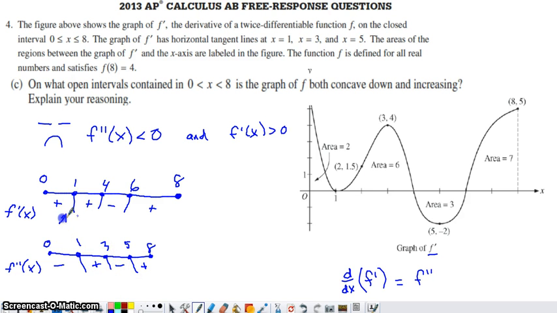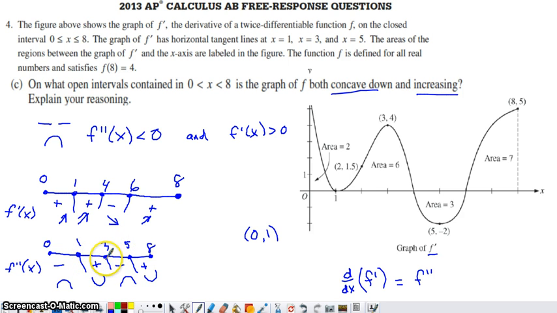Our function is increasing. Wow, that was supposed to be a positive slope, and it definitely looks like a vertical slope, or no slope. So increasing, decreasing, increasing. And then we're concave down, concave up, concave down, and concave up. Where are we both concave down and increasing? Well, we're concave down from 0 to 1. We are increasing from 0 to 1. So both things happen on the interval from 0 to 1.